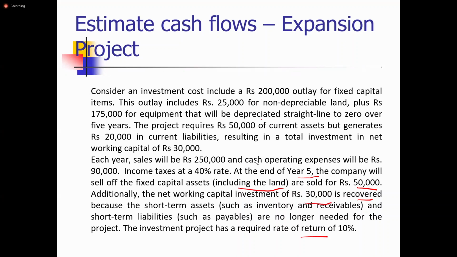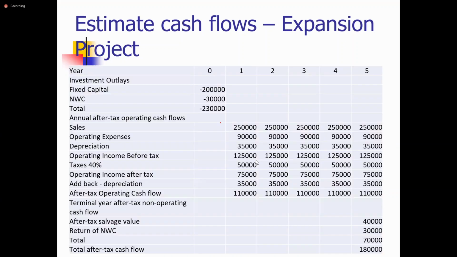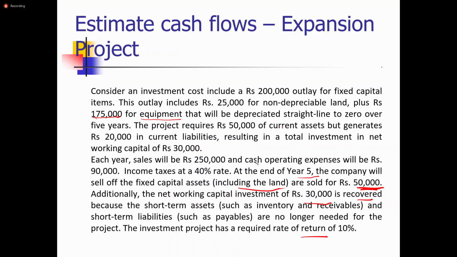All this investment you can sell at the end of year 5 for 50,000. So now this 175,000 equipment is totally depreciated within these 5 years, because on the straight line basis, now it is totally depreciated. So therefore, in this 50,000, the salvage value is a profit. From this 50,000, you have to deduct the non-depreciable land, in order to get the taxable amount, right? Because on the salvage profit, you have to pay tax.